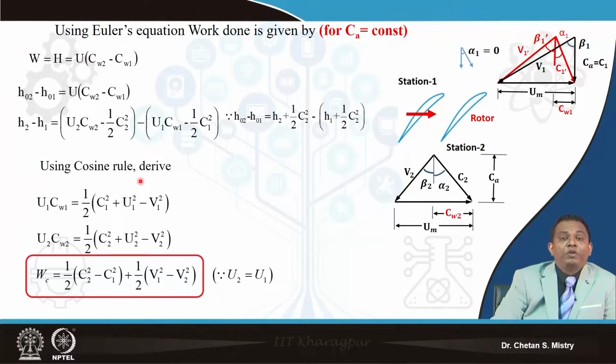Now using the fundamentals of trigonometry and the cosine rule, U1 into Cw1 is given by half C1 squared plus U1 squared minus V1 squared. At the exit, U2 into Cw2 is half C2 squared plus U2 squared minus V2 squared. Putting it all together gives the work done as half (C2 squared minus C1 squared) plus half (V1 squared minus V2 squared). Let me assume the peripheral speeds U2 and U1 are equal. We have seen in the last lecture that U2 and U1 may not be the same for high speed, high pressure ratio compressors.